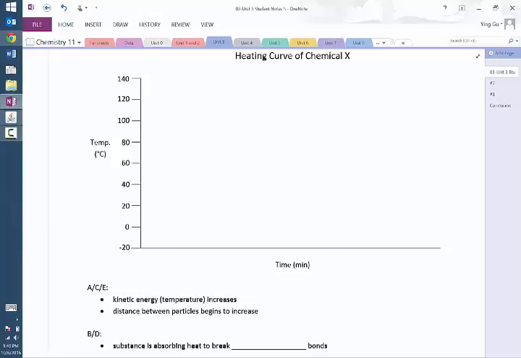All right. Let's do an example in our notes. This is a heating curve of chemical X. It doesn't matter what chemical X is. I will just give you the general profile of what the curve looks like. Okay. Let's pretend that at time 0, we're beginning at 10 degrees. And what should happen as we heat the substance up?